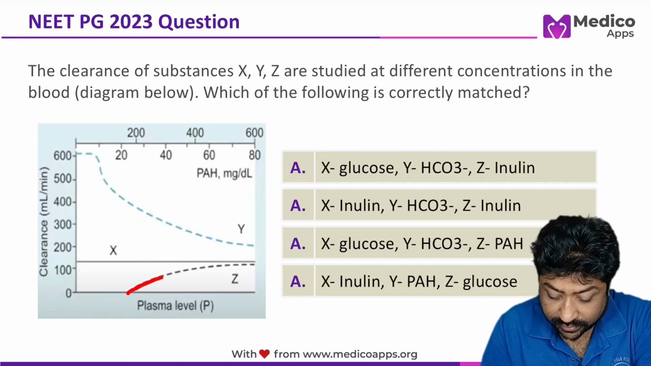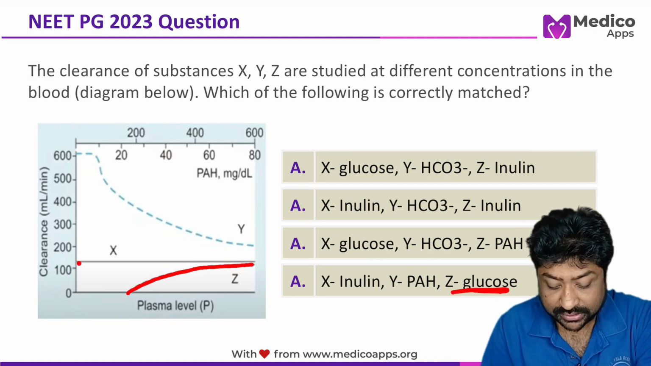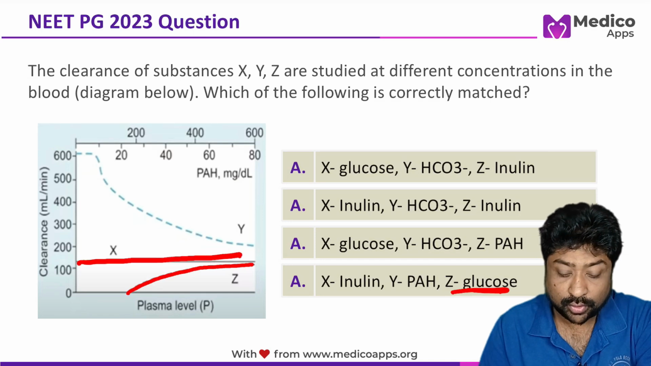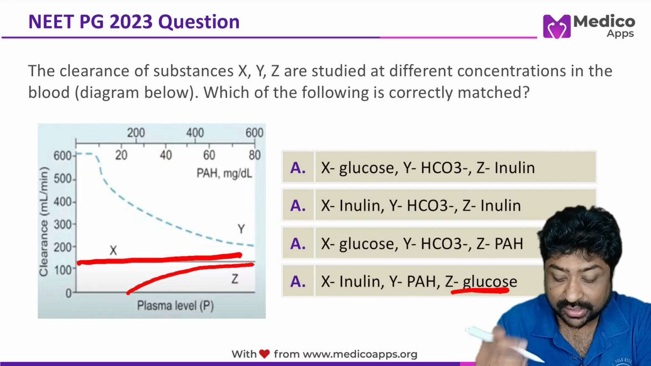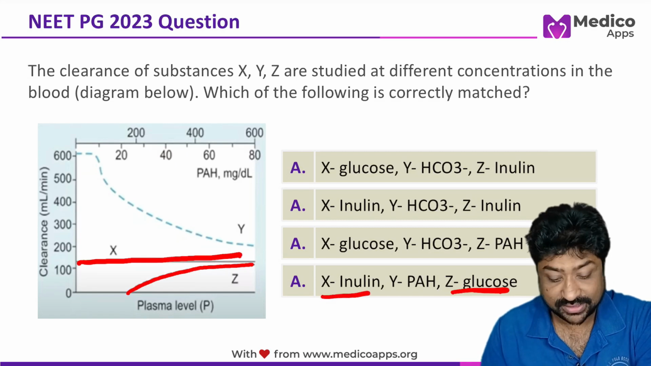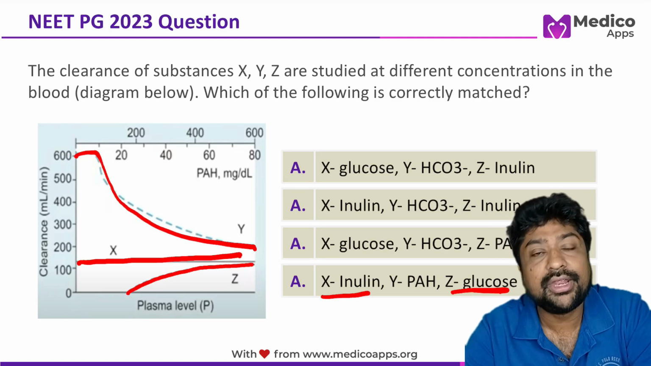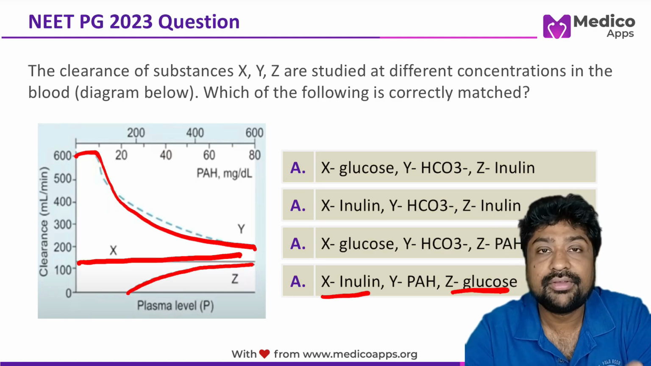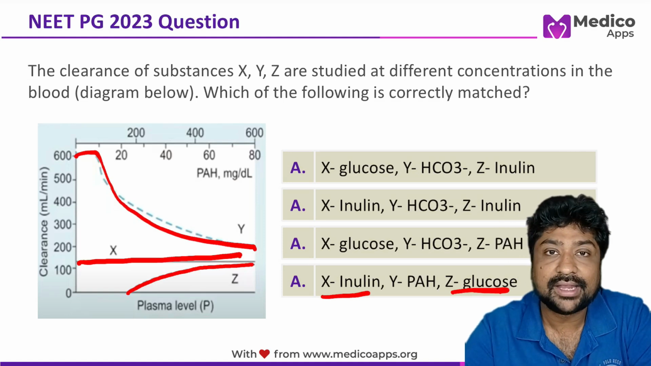So this one right here, Z, is glucose, so there is only one option with Z as glucose. This one could have been inulin or could have been creatinine. We can only compare when both graphs are given. So X is inulin here and this one is PAH, and this is a very important concept. This is a very repeated concept which is asked in NEET PG, INI-CET.